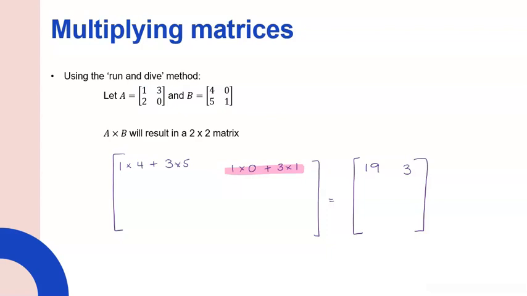Moving on now to row 2. So let's go row 2, column 1. Again, starting at the beginning of the row, we now have 2. The top of the column, 4. So 2 times 4. Plus, as we move across, 0 and down, 5. So 0 times 5. So here we have 2 times 4 is 8, plus 0 times 5, 0. So 8 is our result.